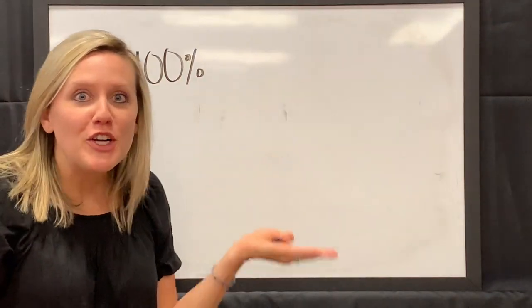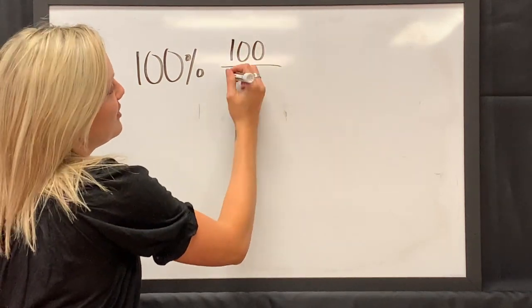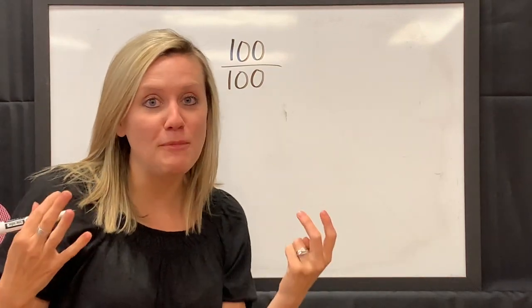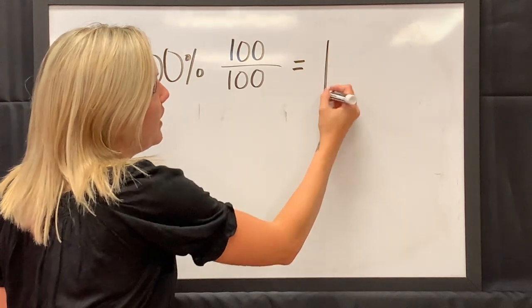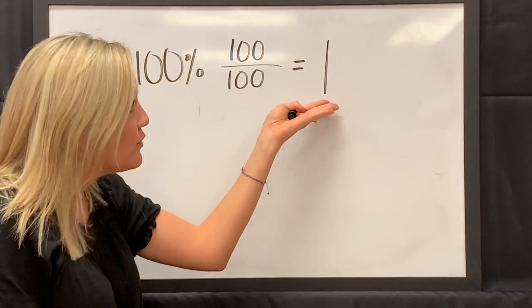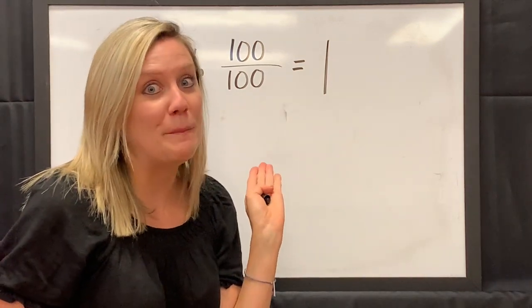Here we have 100%. That means that we got 100 answers correct out of the 100. And when we have the same numerator as denominator, we can reduce this just to 1. We got 1 full test right. So this is the reduced fraction for this percent. Okay, we're going to go a little bigger.